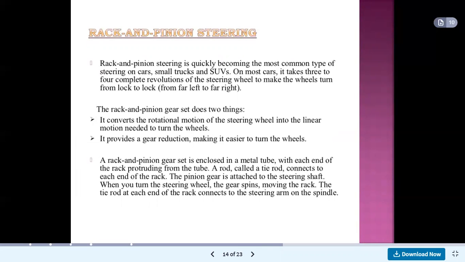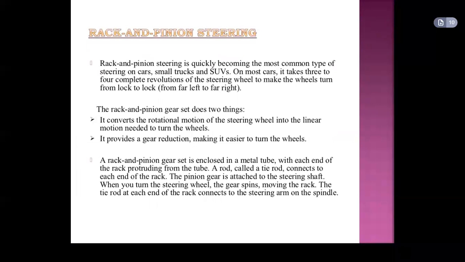In this case, rack and pinion steering is quickly becoming the most common type of steering on cars, small trucks, and SUVs. On most cars, it takes 3 to 4 complete revolutions of the steering wheel to make the wheels turn from lock to lock. The rack and pinion gear set does 2 things. It converts the rotational motion of the steering wheel into the linear motion needed to turn the wheels. It provides a gear reduction, making it easier to turn the wheels.